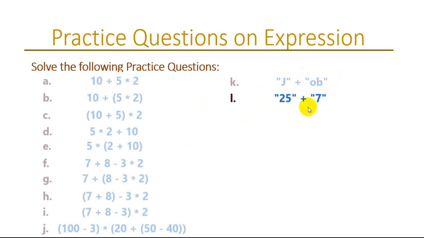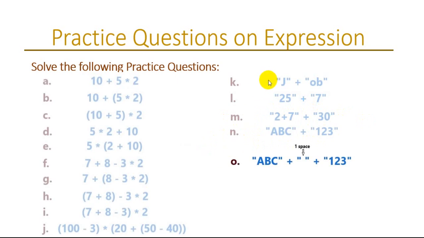We have put it like this, 25 within brackets plus 7. I will explain this in the next video. Okay, you try this out on your own. Next one, M. Again, 2 plus 7 within brackets plus 3, 0 within brackets. Then the next one, ABC within brackets plus 1, 2, 3 within brackets. Okay. And finally, all these are alphanumeric expressions, remember. In these first four we are just adding only one thing each: J and OB, 25 and 7, 2 plus 7 and 3, 0, ABC and 1, 2, 3 we are adding.